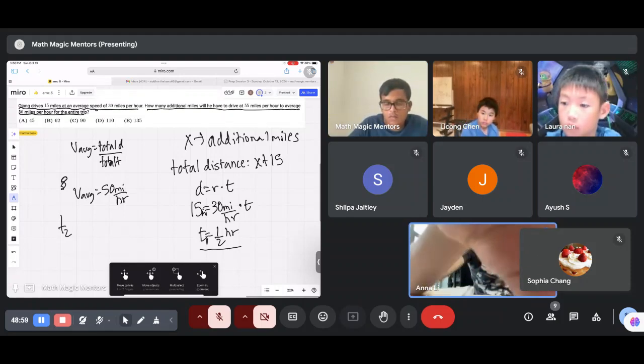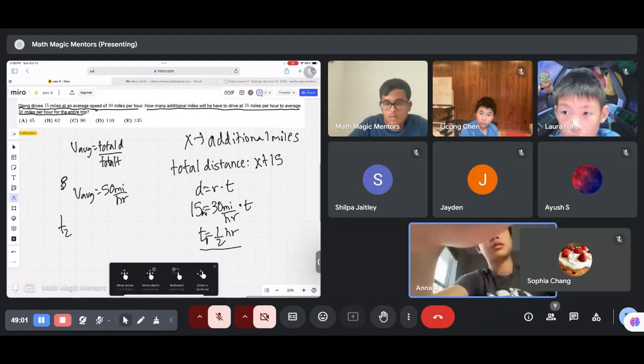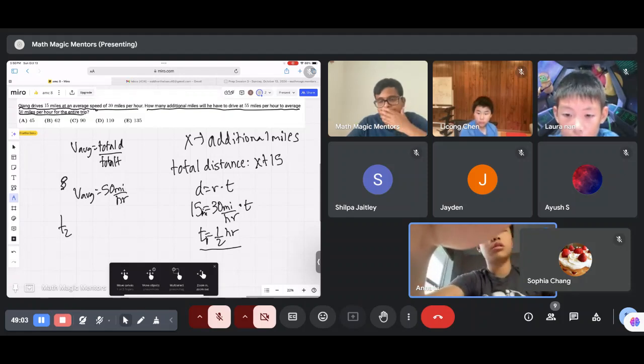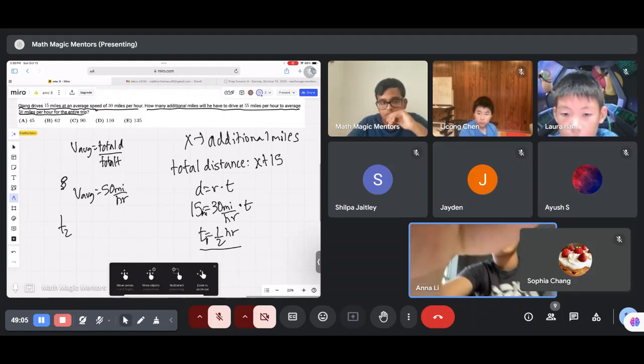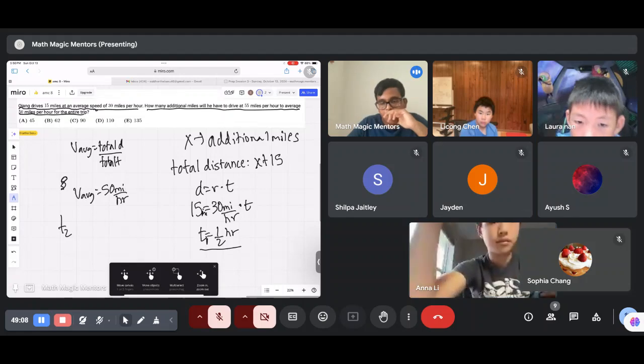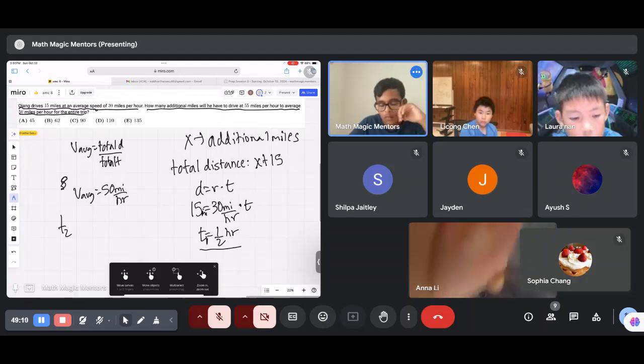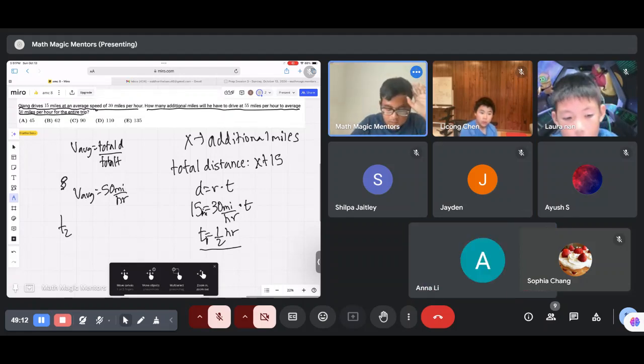Is T2 equal to total distance or total time minus T1? Yeah, that's the total time minus T1, but remember here, we're trying to find total time, right?